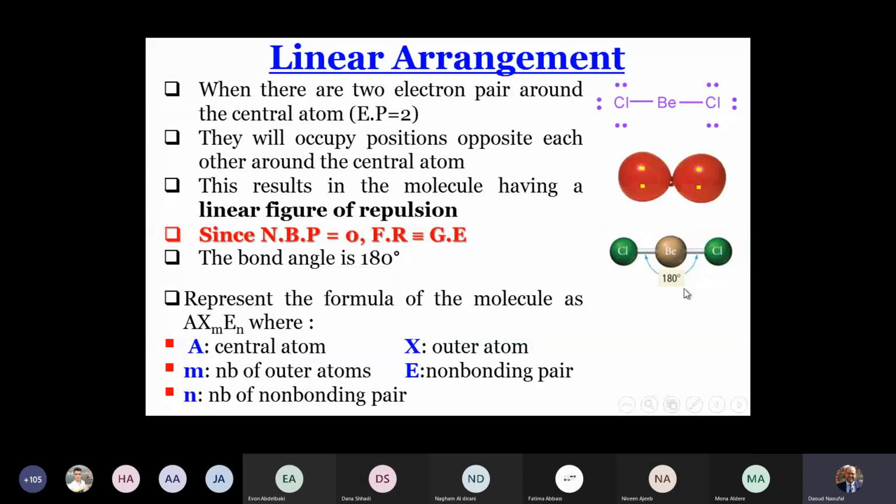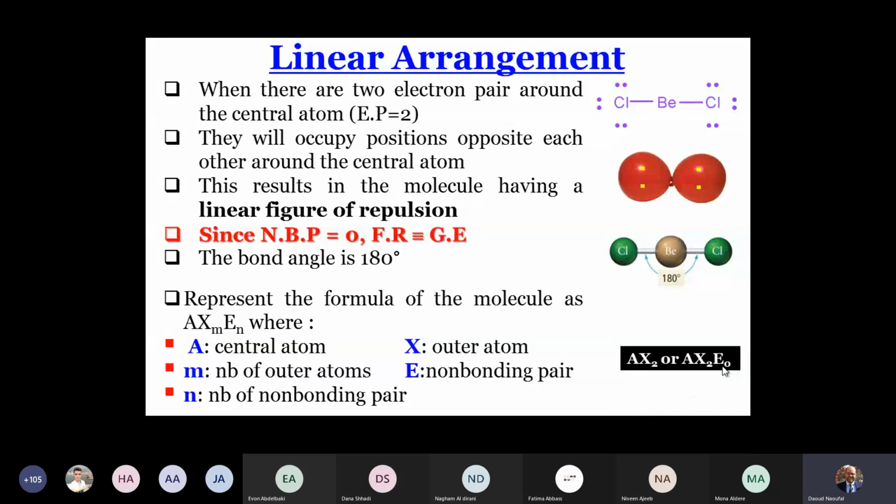So what is the AXmEn for this molecule? AX2E0. A is beryllium. X is Cl. How many Cl do we have? 2. E is the non-bonding pair. Do we have a non-bonding pair? No. So E0. The simple form of the molecular formula is represented by AX2E0.